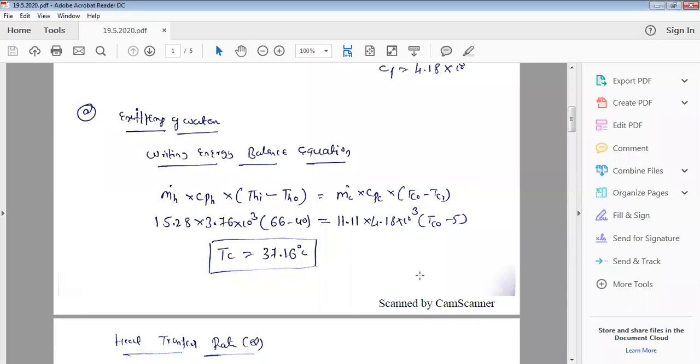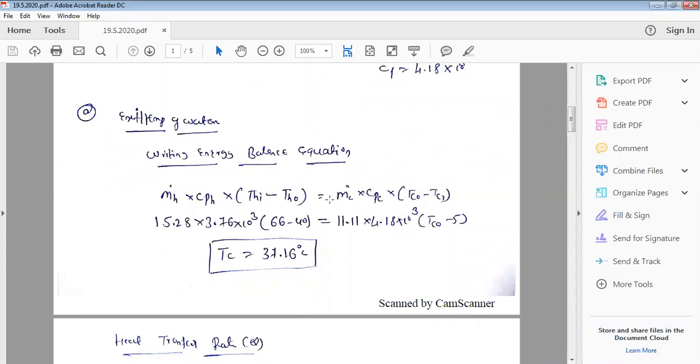Now just see, the exit temperature of water can be calculated by first writing the energy balance equation. What is the energy balance equation? In this entire heat exchanger, the amount of heat removed from the hot fluid is gained by the cold fluid. Got it? That is the energy balance equation I have written: mass flow rate of hot water, specific heat, into temperature difference, from hot water inlet to hot water outlet. This much amount of heat is lost by the hot fluid and it is gained by the cold fluid.